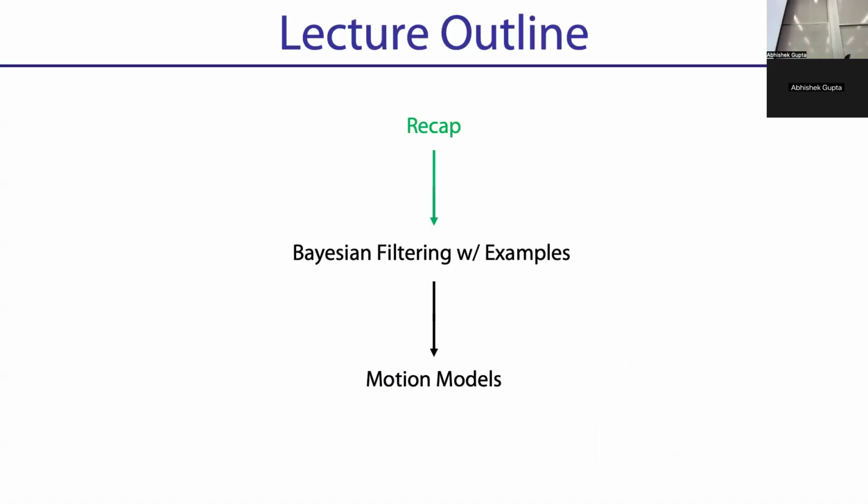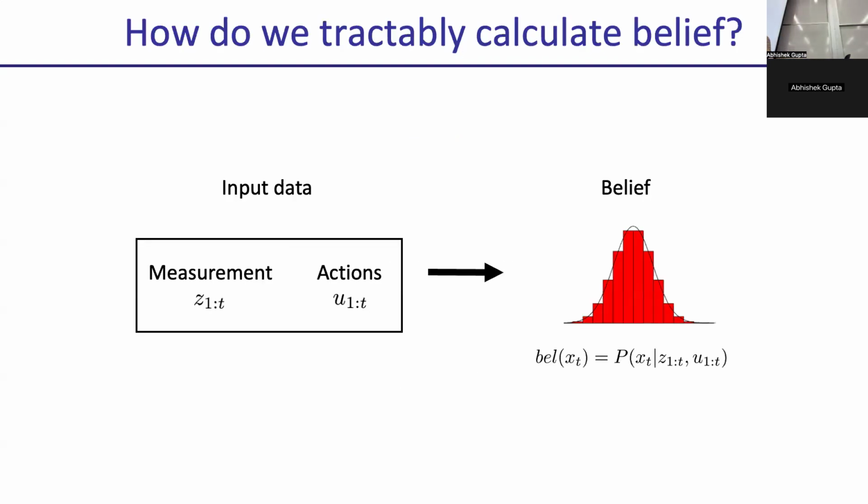Okay. So let's recap. We're gonna go through an example of Bayesian filtering with these pieces, and then we'll go into an example of a motion model for a car. One of the challenges here is how do you tractably represent belief? If I think about this probability distribution P of xt given z1 to t, u1 to t, we talked about continuous distributions and discrete distributions and so on.